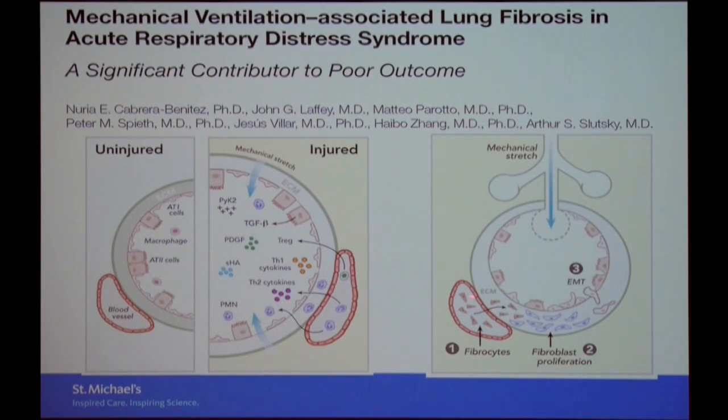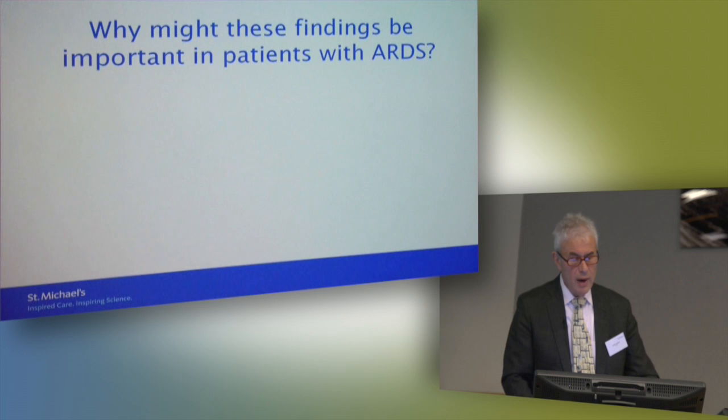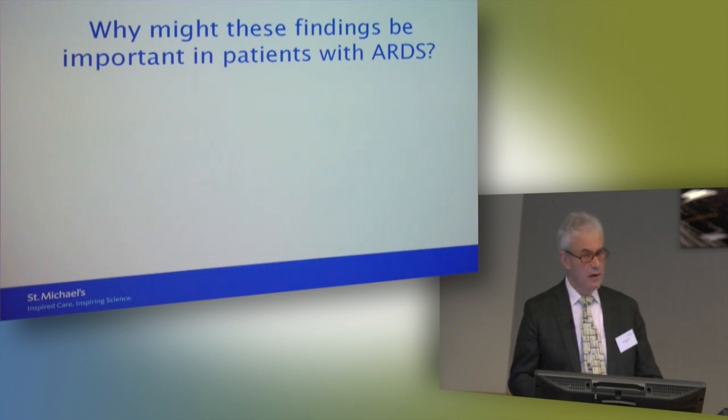In that study I just showed you, there were no increased fibrocytes. That's unlikely to be the mechanism. Fibroblast proliferation could occur, but certainly there was evidence for EMT. So why is this important in our patients with ARDS?